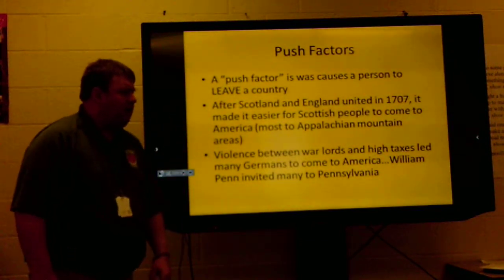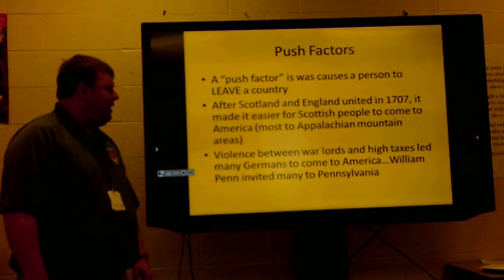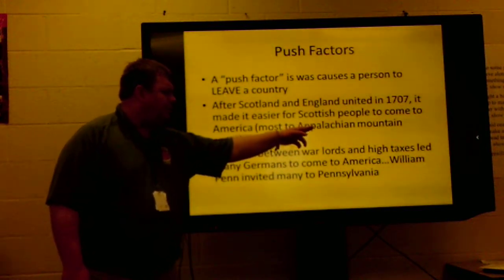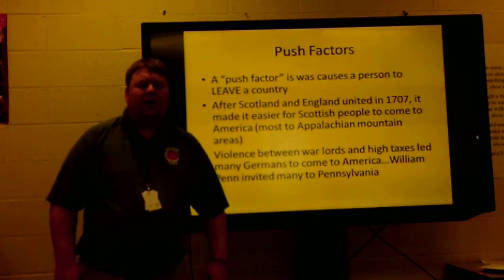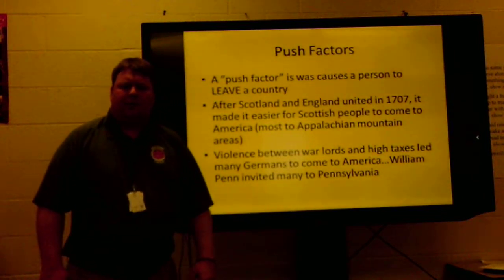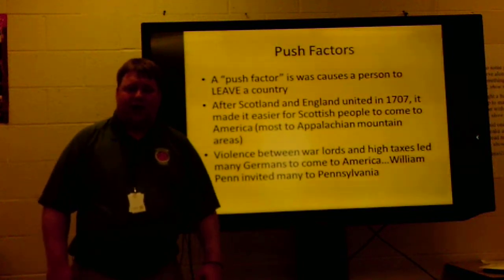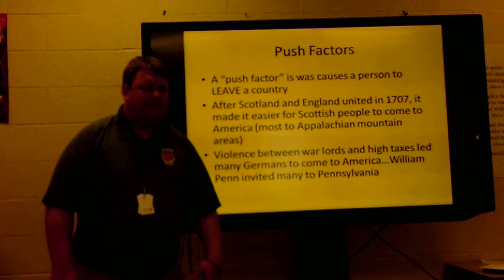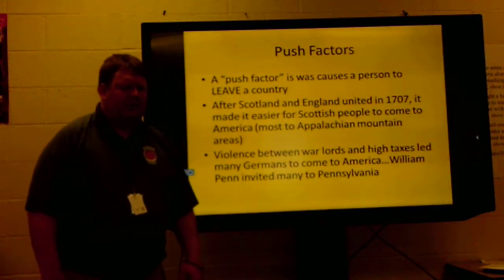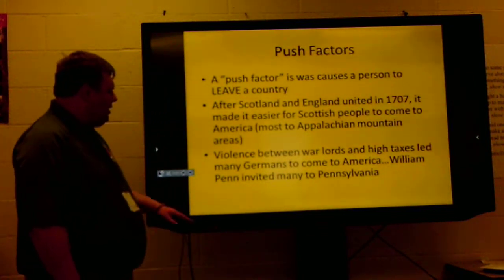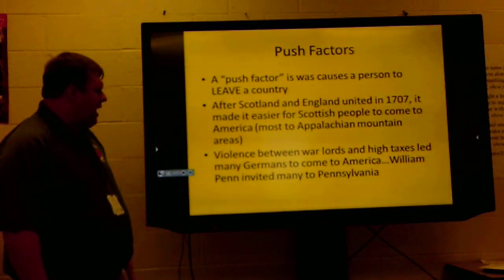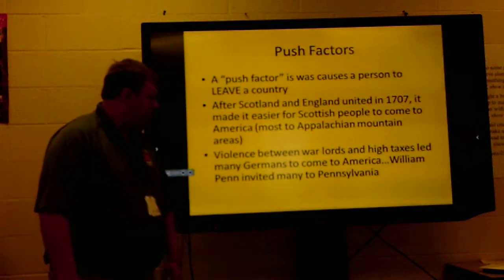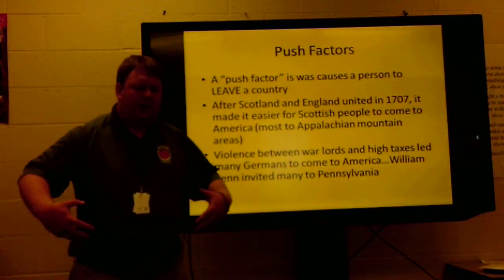After Scotland and England united in 1707, it made it easier for Scottish people to come to America, and most of those Scottish people settled in the Appalachian Mountains. There's a city up in North Carolina called Highlands, North Carolina. That's because the people that settled there came from the Highlands of Scotland. So a lot of Scottish people settled up in the mountains. Violence between warlords and high taxes were the main push factors that caused many Germans to come to America. And those are what caused them to want to leave.